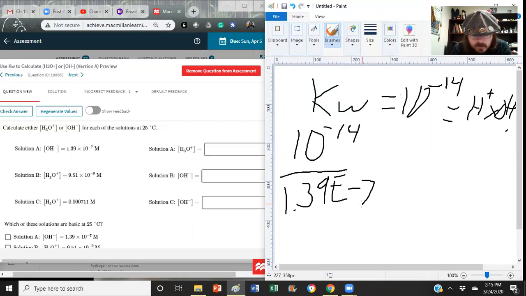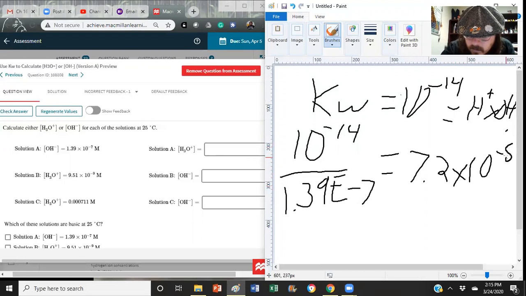So I'm going to do this real quick. You should get the concentration of H plus is equal to 7.2 times 10 to the negative 8th. If you did not get that number, make sure your order of operations is correct. Make sure you're including the right parentheses. Find some way to make this a little bit easier to type in.